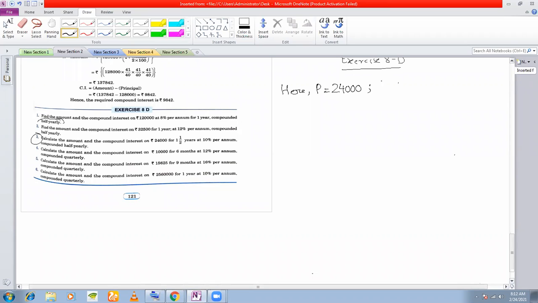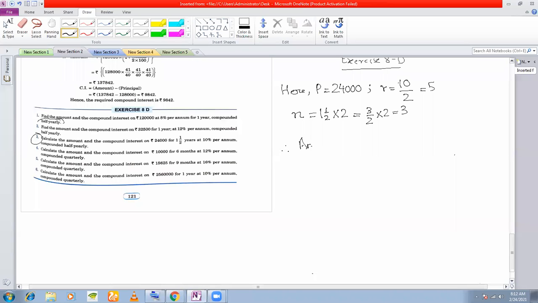Let's write the rate first. Rate here is given to be 10%. But the point is that the interest is compounded half yearly, so we are dividing the year into two equal parts. Therefore, we shall divide the rate by 2. So R becomes 5. N, because we are dividing the year into two equal parts, we need to multiply the time by 2. Time given here is 1.5 years, so we need to multiply 1.5 by 2. 1.5 is 3 by 2 into 2, which actually gives you 3.